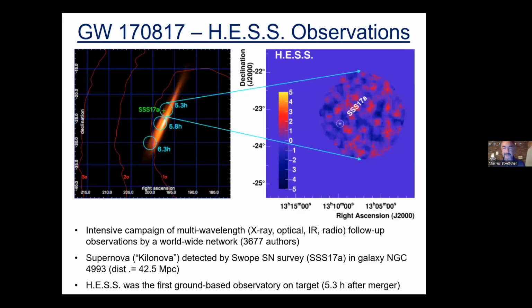So, well, HAC, of course, pretty much every astronomer in the world was interested in this. I think everybody who could observe this in various wavelengths, X-ray, optical, infrared, radio, and gamma rays. Of course, the paper reporting this had 3,677 authors. I'm one of them. And so this was actually associated then also with the ejecta called a kilonova.